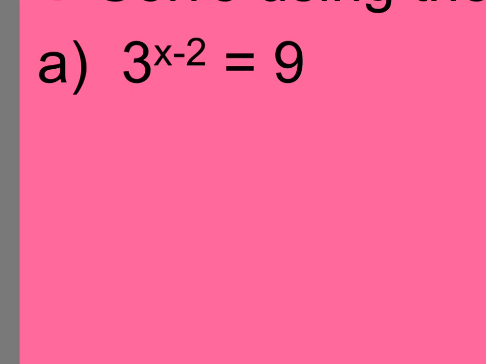What are you going to change, the 3 or the 9? Always change the bigger number. So how do I change 9 to be a base of 3? This is the same thing as saying 3 squared. Now is the base the same? So I ignore the base and I set the exponents equal to each other. And I get x equals 4.